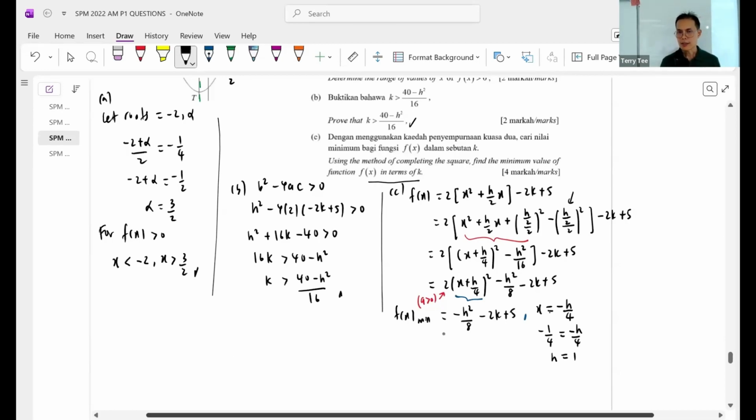So, correct? We're going to take 1 and sub inside here. So what's your minimum? My minimum will be negative 1 squared over 8 minus 2k plus 5. So 8 times 5 is 40. 40 minus 1 is 39 over 8 minus 2k. Actually, we can leave it like this. Or if you want, you can combine it, but I think it's not necessary. You can combine it and write 39 minus 16k over 8. Yeah, but I think it's okay to leave it here. Right?